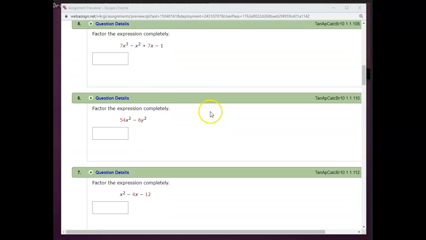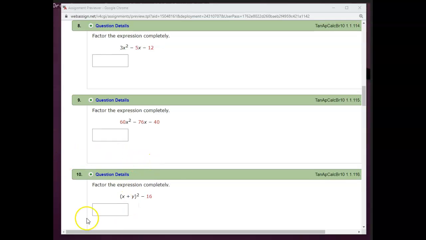We did one of these in class, so look back over the video. It's done exactly like any other factor by grouping. This one's a difference of squares, but first you're going to have to factor out a 6 to be able to do that problem. This one is factoring a trinomial by unfoiling, and we did several of those examples. Number 10 here is a difference of squares, so you can factor this just as if it were x squared minus 16. It's x plus y squared minus 16, so you'd have x plus y minus 4, x plus y plus 4. It's just a matter of understanding how you're going to write that down.